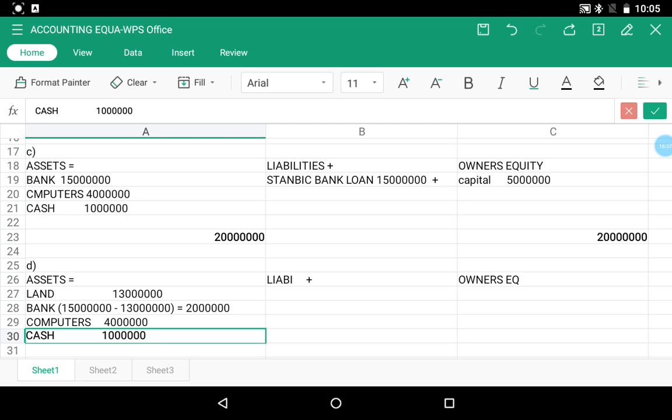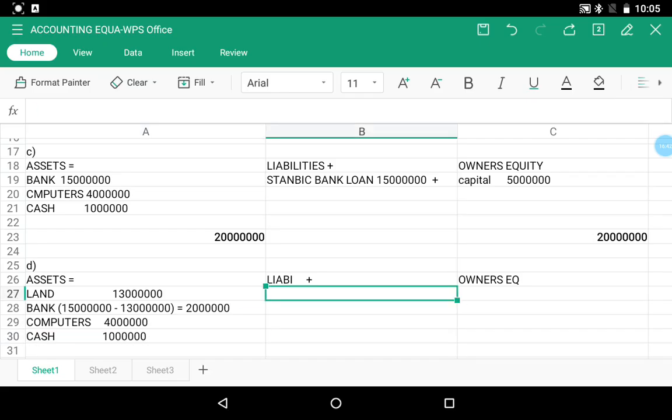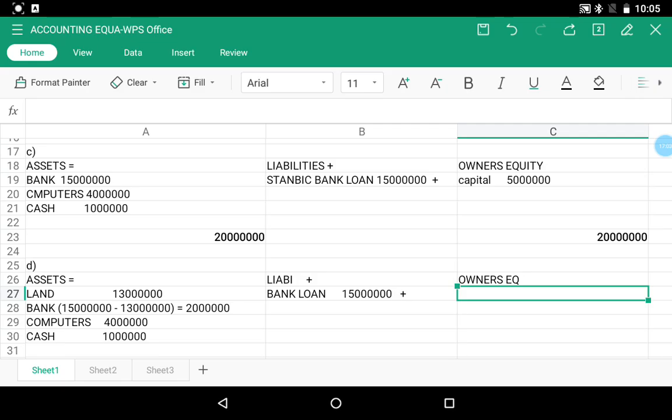So that's what we have under current assets. Then when we go to liabilities, we still have the Stanbic Bank loan worth 15 million. We don't have any other liability. That means we shall add our owner's equity. But remember, still under owner's equity, we still have our capital, which is 5 million.